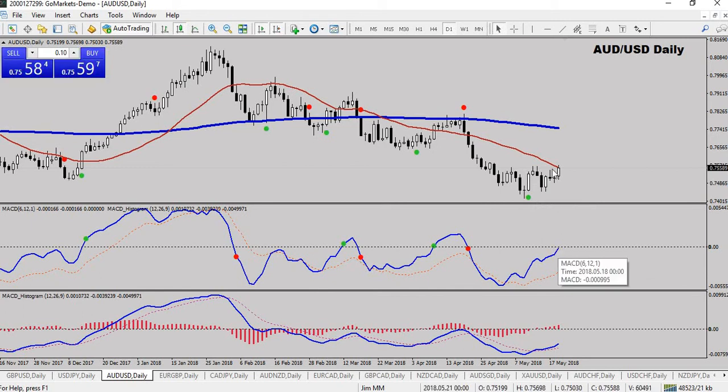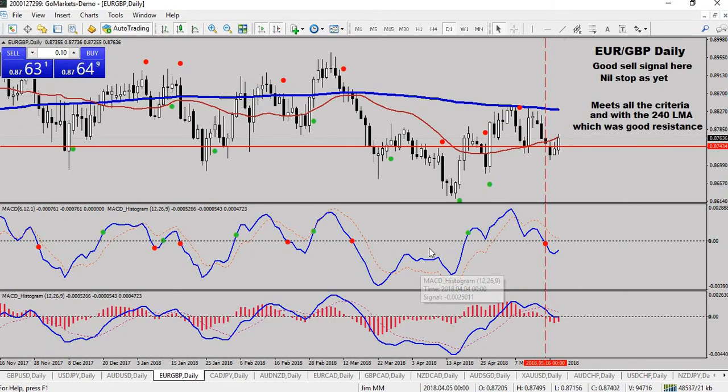So quite possibly if the Aussie pops up in the next few hours, there might be a new buy signal tomorrow if that crosses through there and is confirmed. So that's just a quick heads up on what I'm looking at.